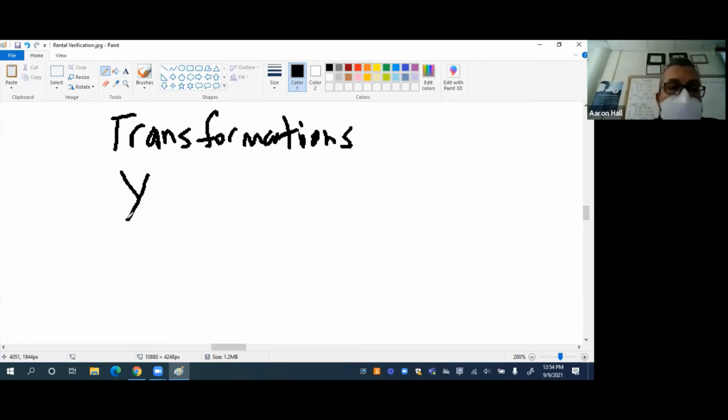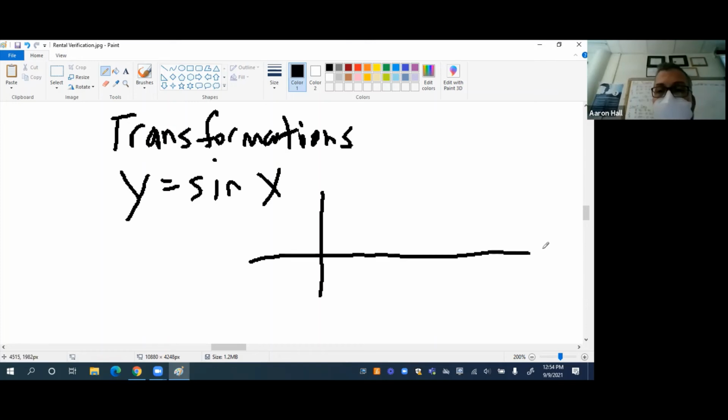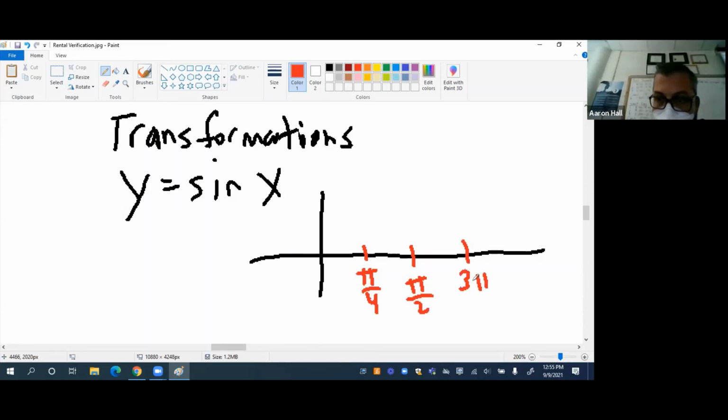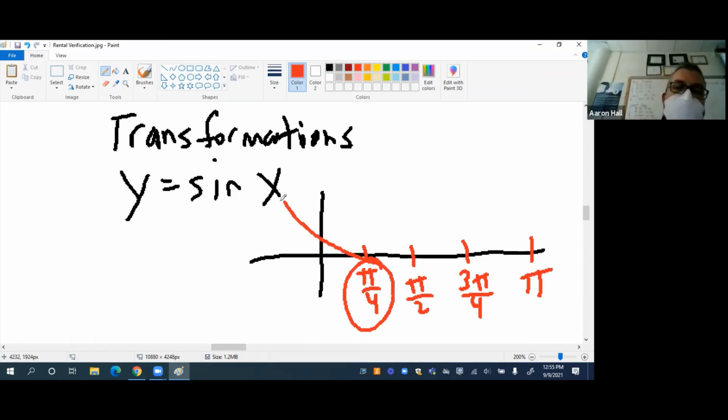What does y equals sine of x look like? Let's consider these values. Let's say that this is pi fourths. This is pi halves. This is 3 pi fourths. And this would be pi.